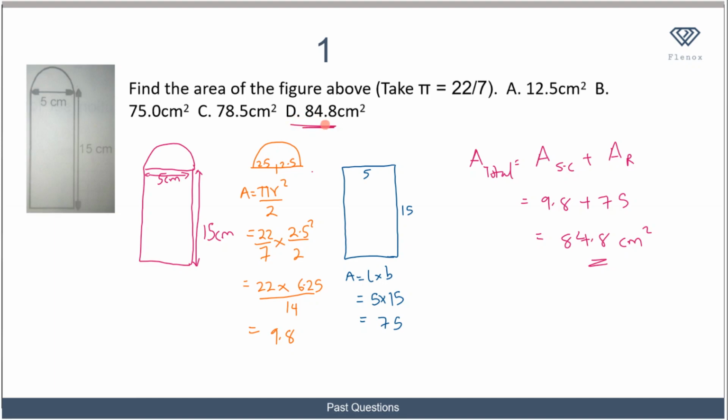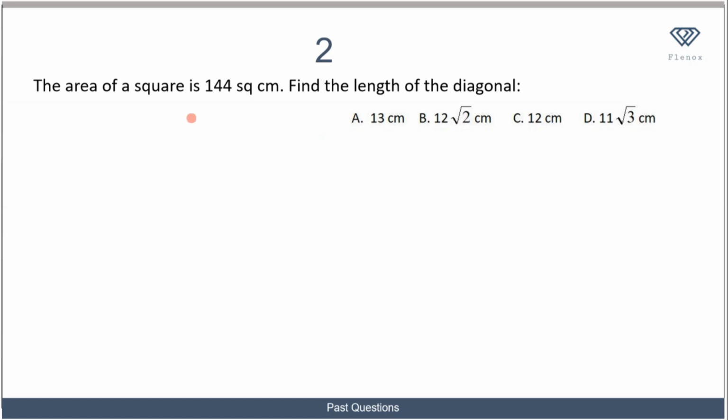Now to the next question. I'm told that the area of a square is 144 square centimeter, and I'm told to find the length of the diagonal. So the first thing you want to do is try to sketch out your problem. So you are given a square, and this is the square, and I'm told that the area of this square is 144 cm squared. But now I'm told to find the length of the diagonal.